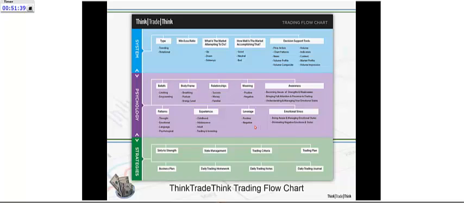Then the second piece is your psychology that you bring forth every day. And then the last one is your strategies. What strategies do you use? What framework do you use to help you manage your system and your psychology?